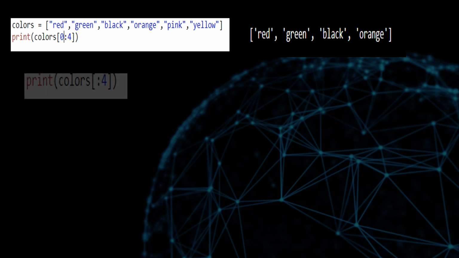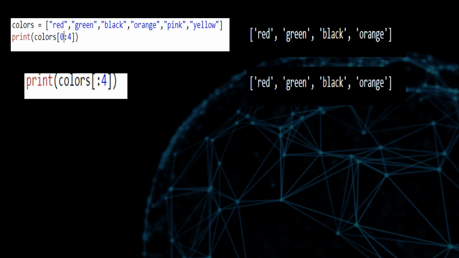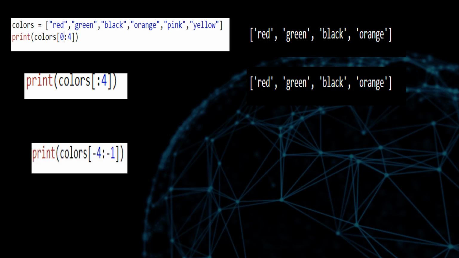So we can do the same thing by just telling :4. If you don't tell the starting index, it is considered as 0. So we will get the same output. And now let me give one example for negative indexing.